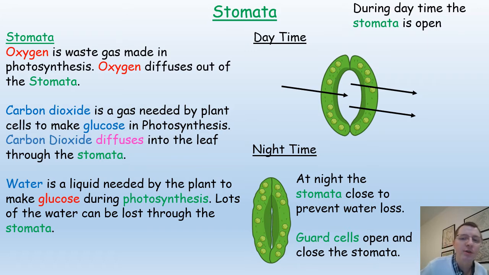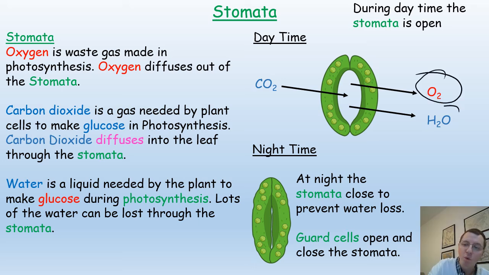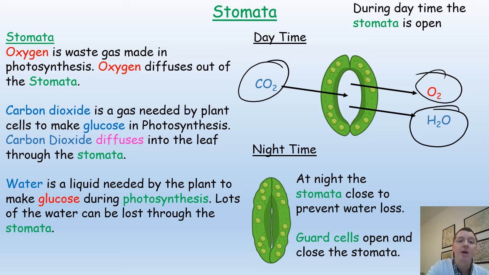So let's look further at these stomata. Stomata are very useful because they control the movement of oxygen out of the leaf, water out of the leaf, and carbon dioxide and air into the leaf. So oxygen is a waste gas made in photosynthesis, and oxygen diffuses out of the stomata. Carbon dioxide is a gas needed by plant cells to make glucose in photosynthesis, and carbon dioxide diffuses into the leaf through the stomata. Water is a liquid needed by the plant to make glucose during photosynthesis, and lots of water can be lost through the stomata.